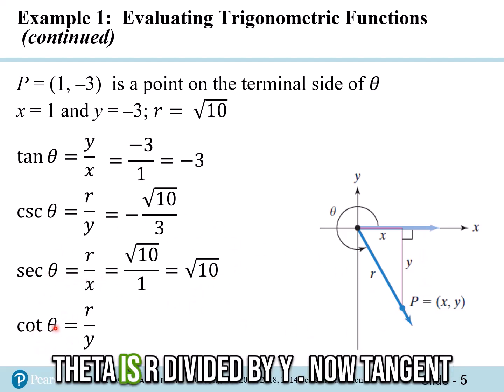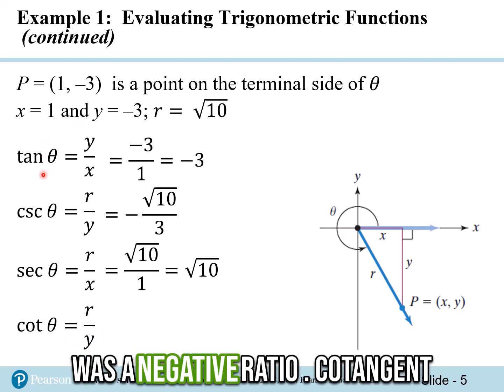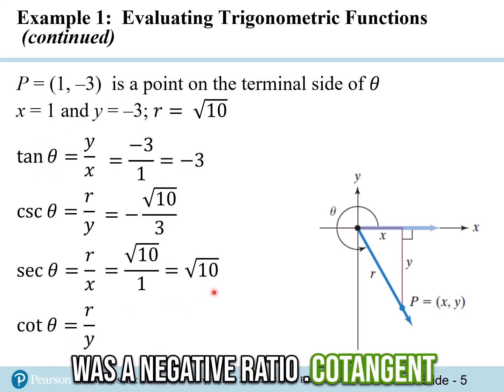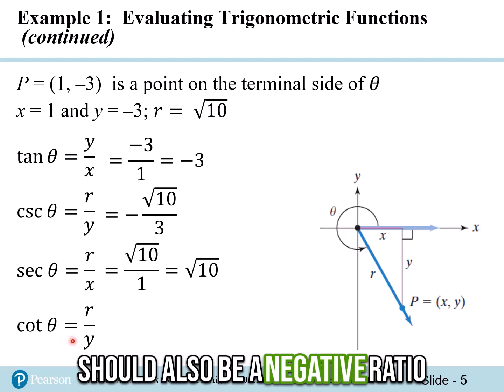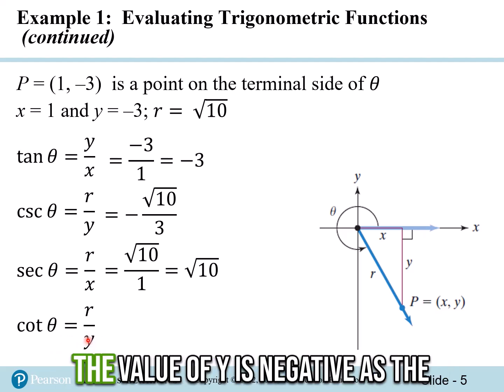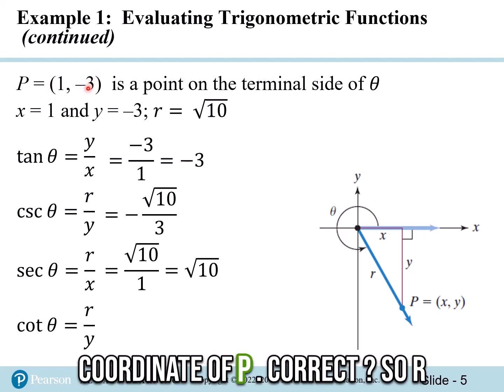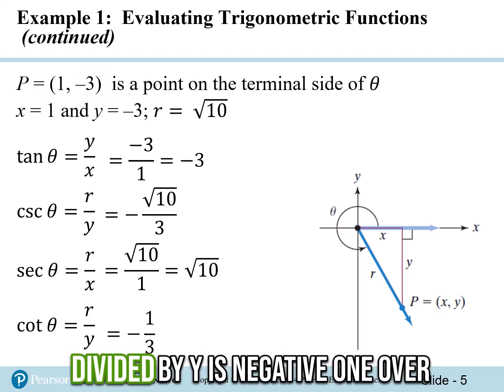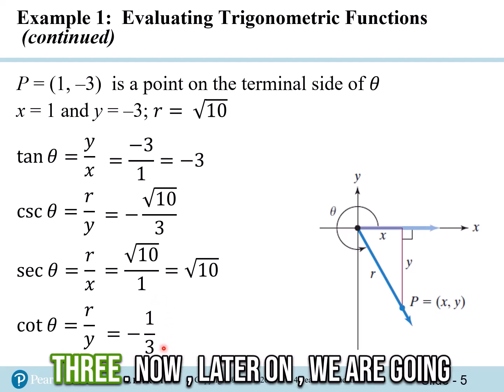Cotangent of theta is x divided by y. Now tangent was a negative ratio. Cotangent should also be a negative ratio because it has y in the formula, and the value of y is negative as the coordinate of P, correct? So x divided by y is -1 over 3.